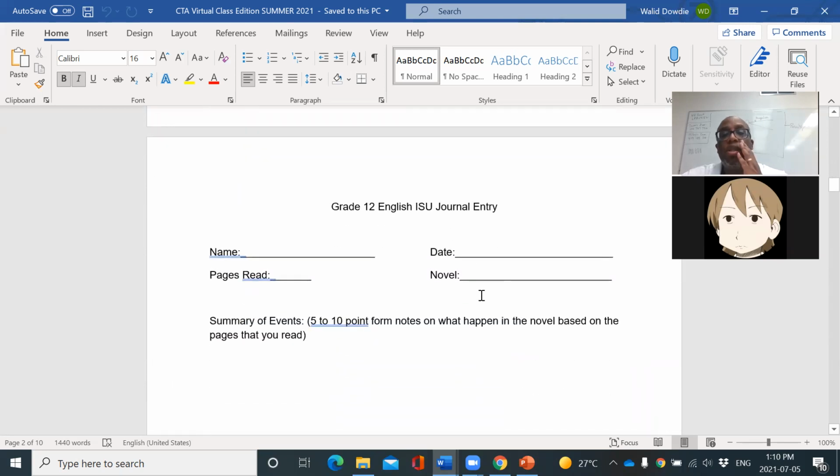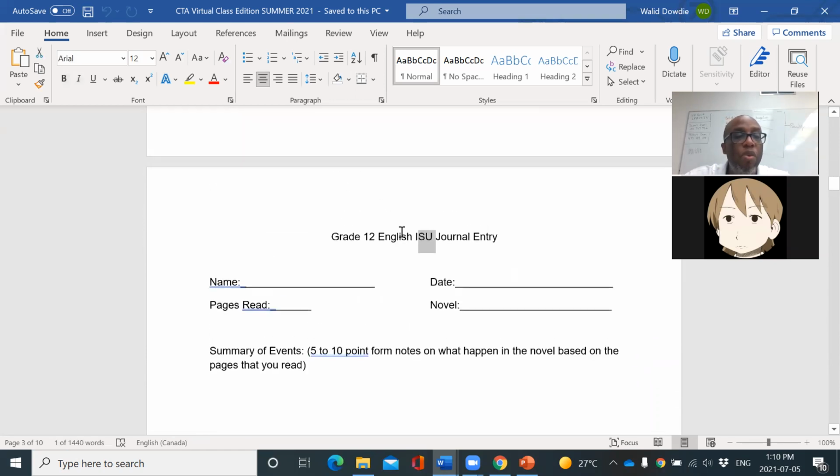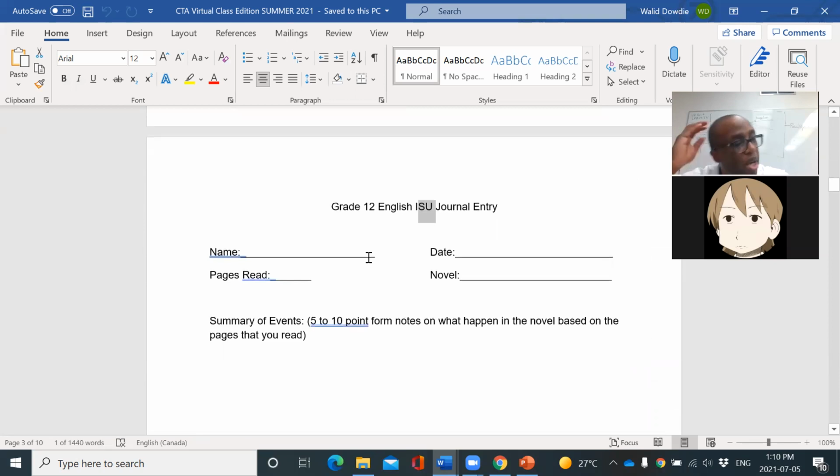So when we talk about journal entries for your CTA, it says ISU. That's how we used to call it before. Basically, let's say you choose a novel, and you want to start gathering notes to determine its historical accuracy. What you do is create a journal entry where you write the name of the book you've chosen, your name, the date you read it, and the number of pages you read in one sitting.